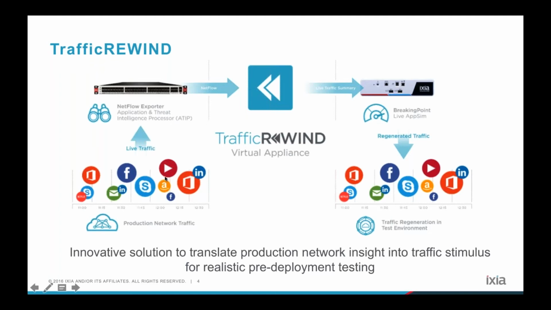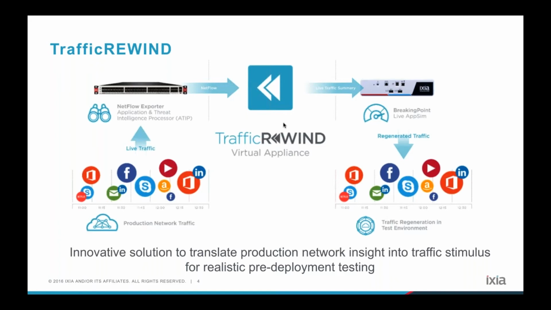First, obviously, we need to start with the production traffic. As we can see here on the left-hand side, we have the production network traffic, which is being inspected by Ixia's app stack, which is powered by ATIP. This app stack is inspecting the real production traffic, and based on that, it generates traffic metadata in the form of NetFlow.